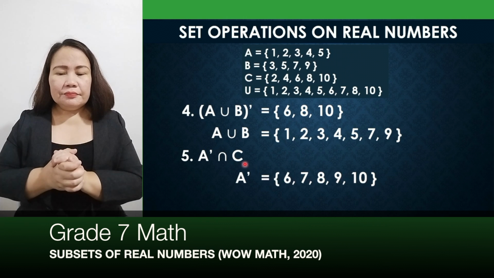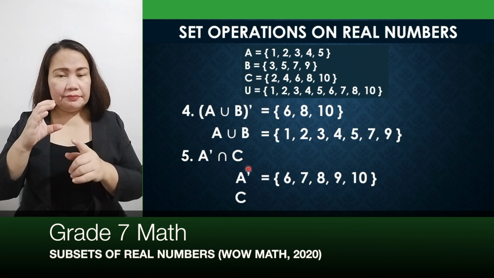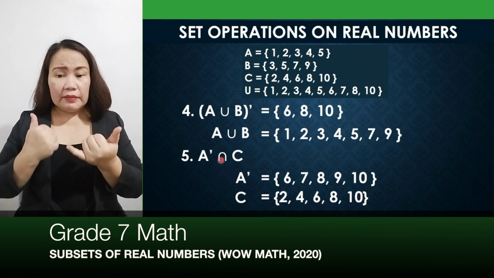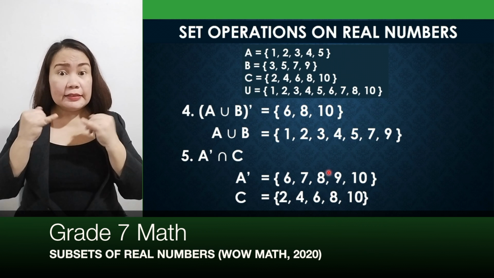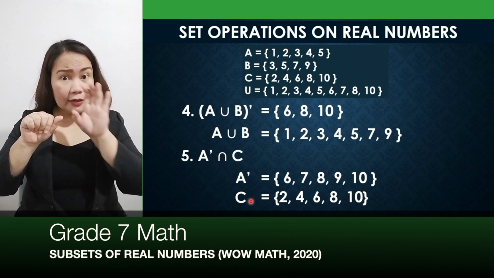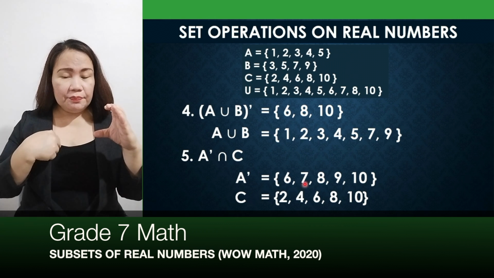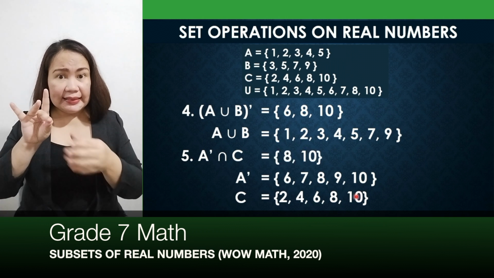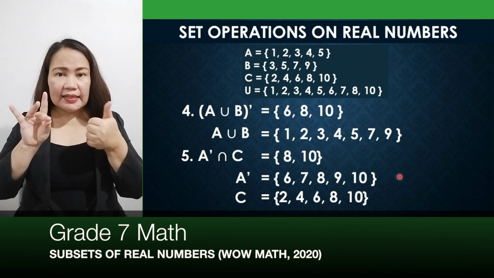Okay, now, so yung set C natin, ang laman niya ay 2, 4, 6, 8, 10. Now, kunin na natin yung intersection ng dalawa. Anong meron sa complement ni A at sa C? So, meron silang parehong 8 at 10. So, the answer is 8, 10. Okay.